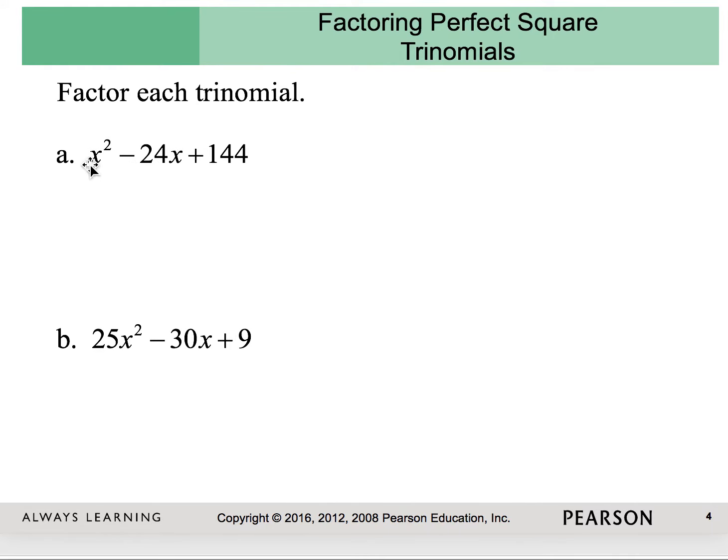Okay, so this is something squared. It is x squared. This is something squared. It is 12 squared. That's a plus, so I'm good. Now my question is, is this middle term 2 times x times 12? Is that what it is? Oh yeah, 2 times 12 is 24x. If that holds, then I can write this using the x and the 12 all squared and this sign.